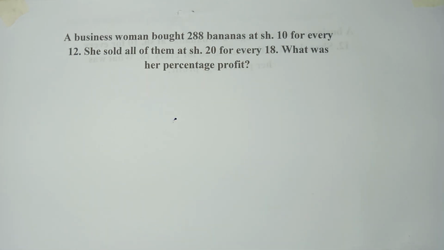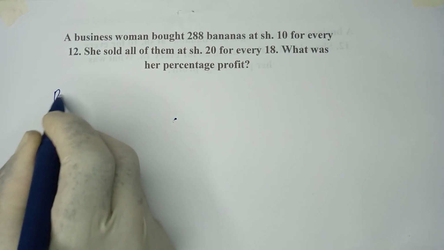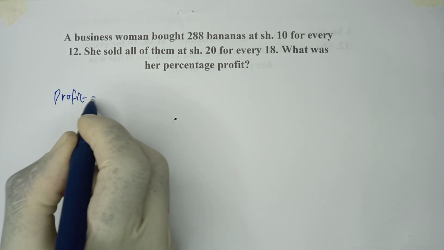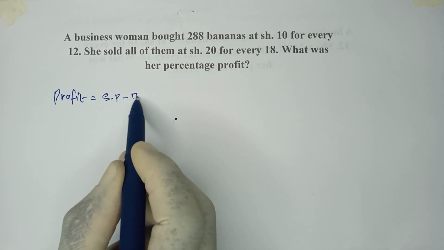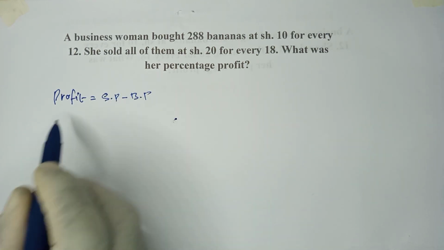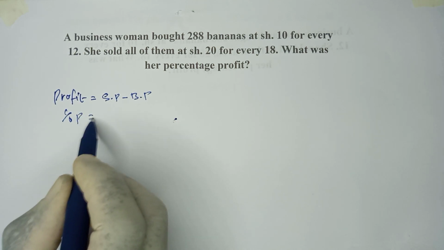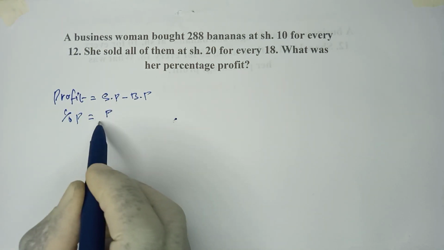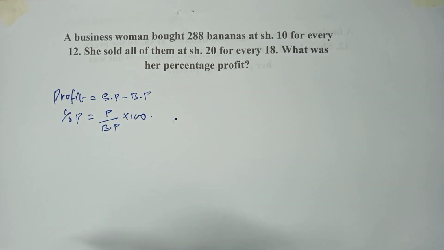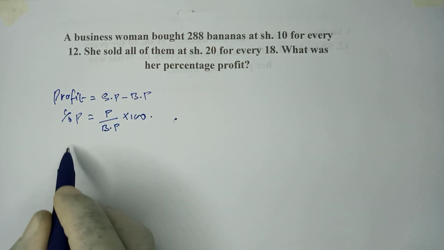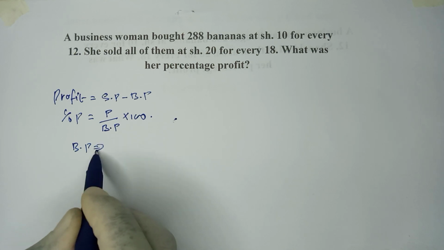So here we need to know that profit is found by taking selling price minus buying price. Then percentage profit is always found by taking profit divided by buying price times 100. Now, what is the buying price? That is what we start with.